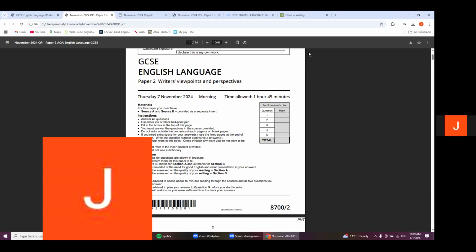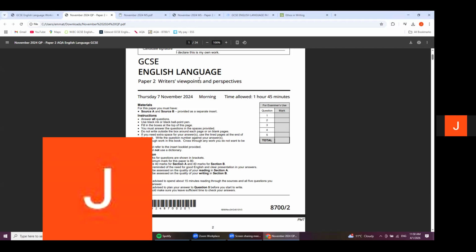Today I'm going to be talking through my approach to English language paper 2, AQA. I will also be talking through this as a teacher and an examiner. I'm going to be discussing my approach to the 5 questions in the paper. So without further ado, let's dive straight in.